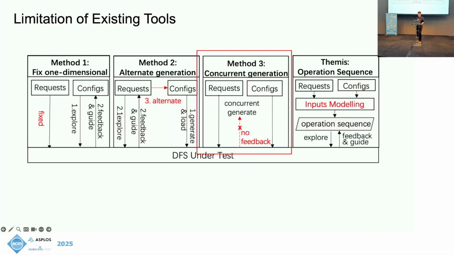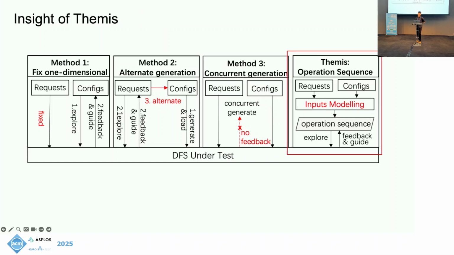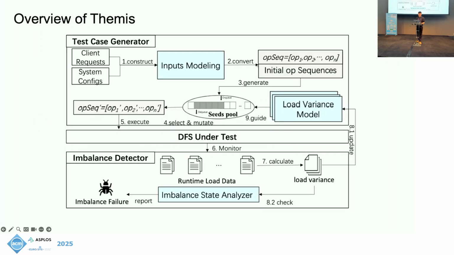Consequently, this method relies on a random search across the expensive input spaces, making it inefficient to detect such bugs. And here is our method. Unlike the existing tools, we present both changes to the system configuration and the user workload requests as a sequence of operations, instead of considering them as two independent input spaces. Based on this basic idea, we have our overall design of the tool named Themis.